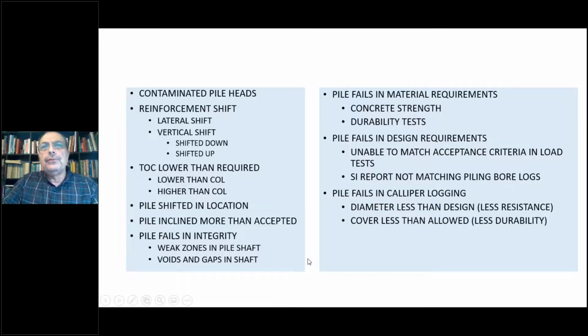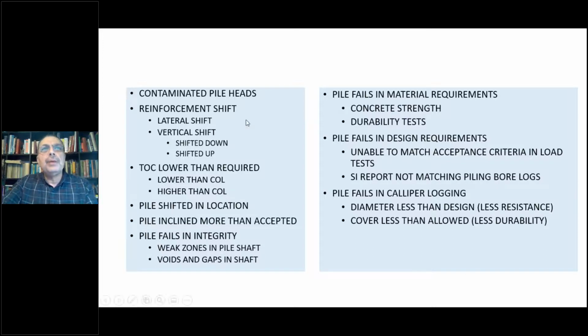We have different types of problems in piles. So we have contaminated pile heads, where you expose the pile head and you find it contaminated, not sound concrete. And of course that is found easily by a core test, or sometimes even with your hand you can remove the pieces of gravel and cement from the top of the pile.